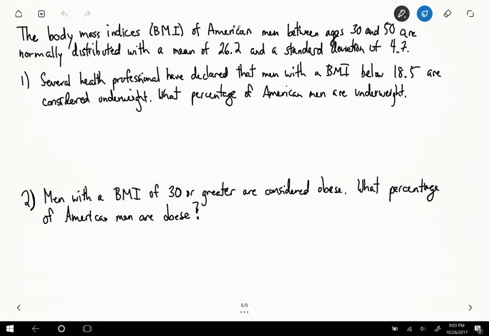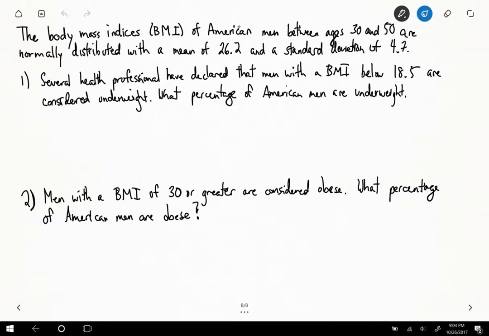Now we're moving on to body mass index and normal distributions and things like that. The body mass index, which we call BMI, of American men between the ages 30 and 50 are normally distributed with a mean of 26.2 and a standard deviation of 4.7. Several health professionals have declared that men with a BMI below 18.5 are considered underweight. What percentage of American men are underweight?